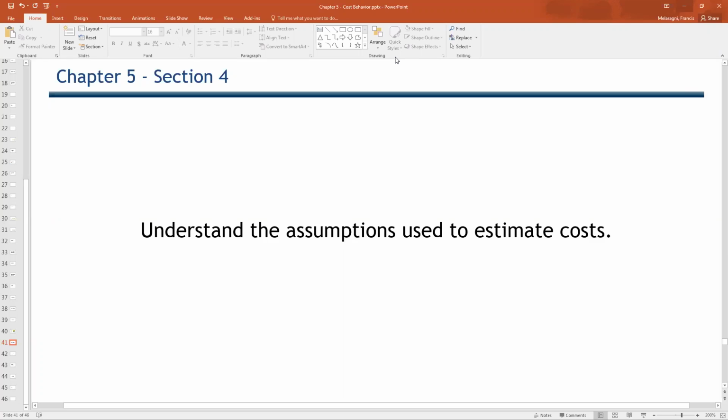It's called CVP, or cost volume profit income statement. So sales minus variable cost equals contribution margin minus fixed cost equals net income. The math is quite simple, and there's nothing tricky about it, but what's important is what it's telling us.